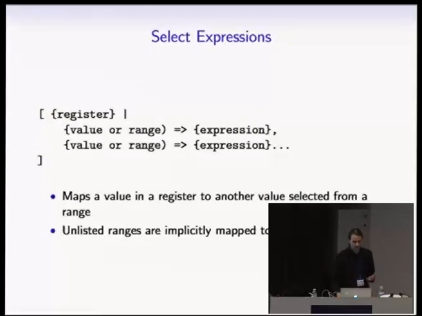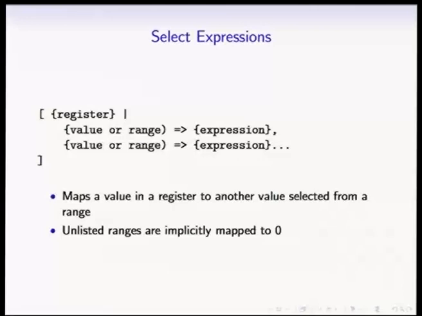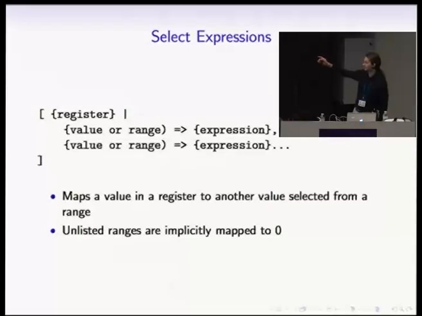And we have a select expression, which takes the register value, and it will return a different value depending on what the register value is, whether it's a specified value, if it's in a specified range, or if it's not in any of the specified values, it'll be zero.